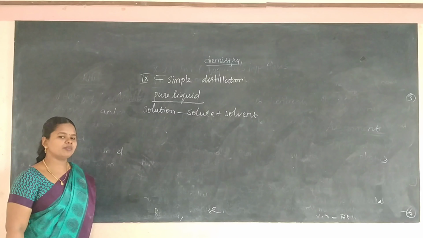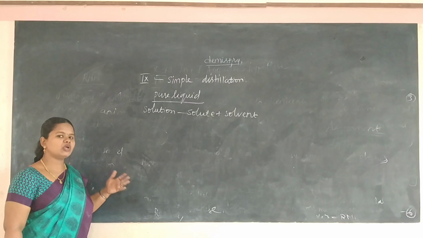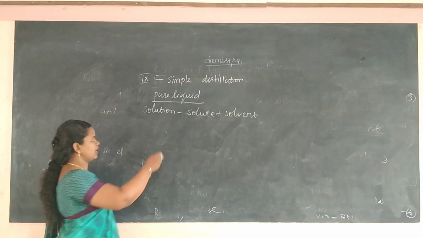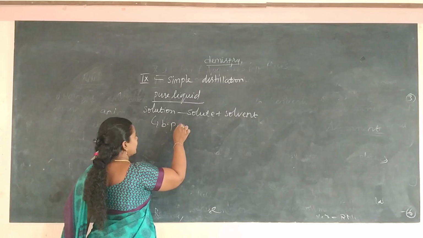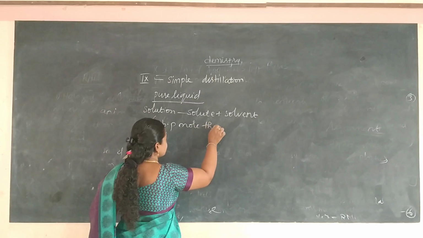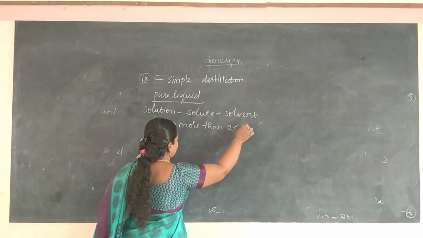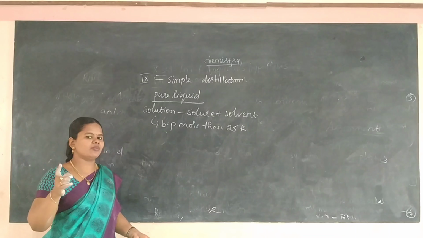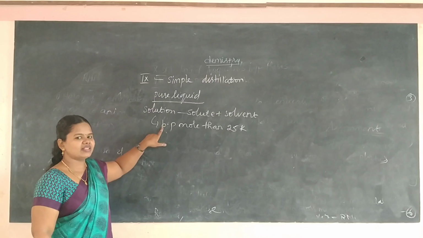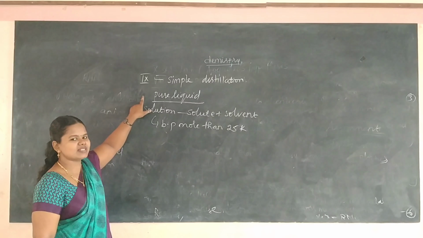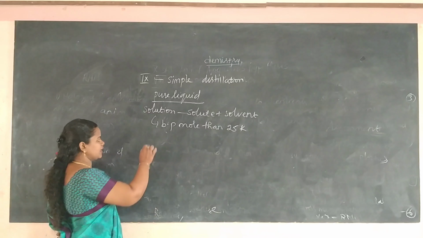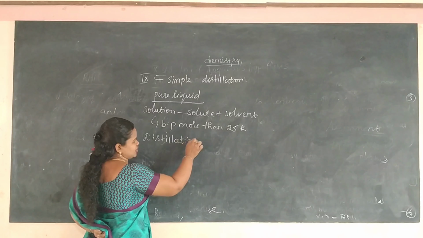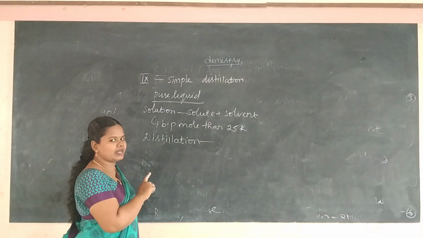Simple distillation is used to separate two miscible liquids which have a boiling point difference of more than 25 Kelvin. This is the keyword: more than 25 Kelvin. The two liquids must have a difference in boiling point of more than 25 Kelvin. Such liquids can be separated using simple distillation. Or in other words, what is the principle, the fundamental concept, in distillation?